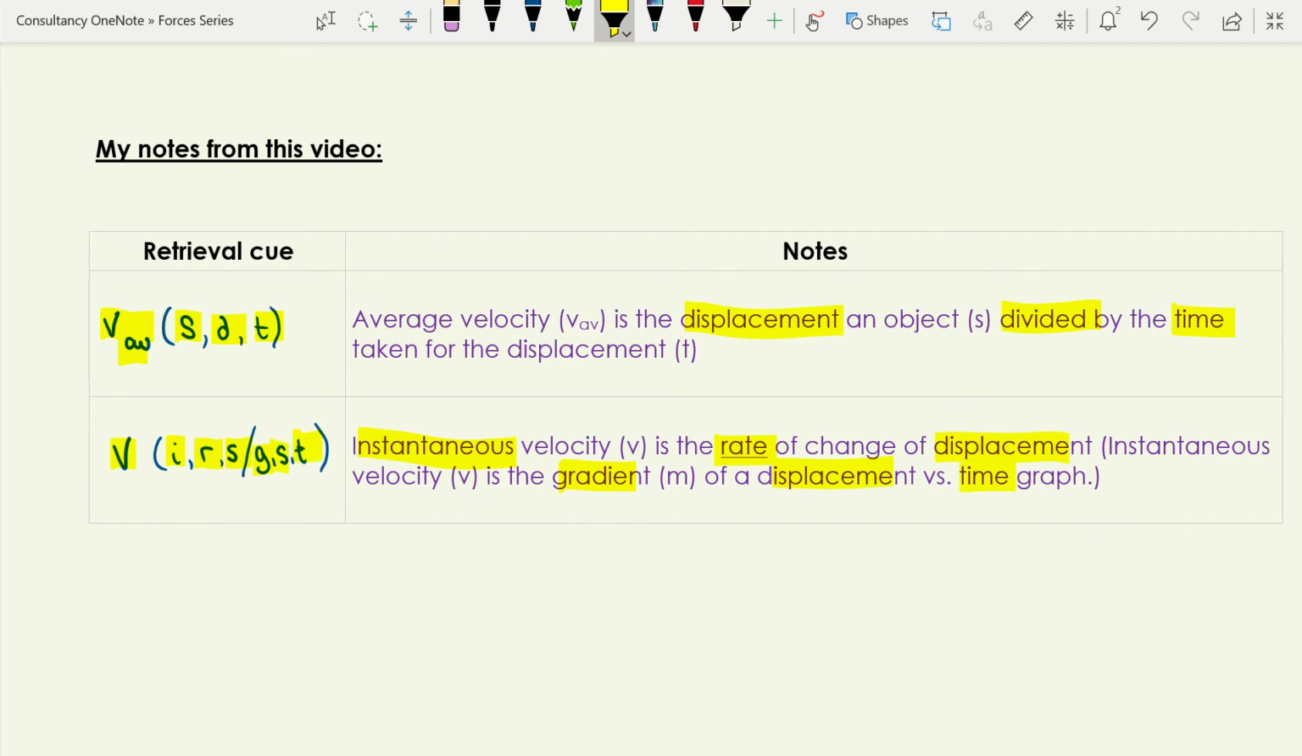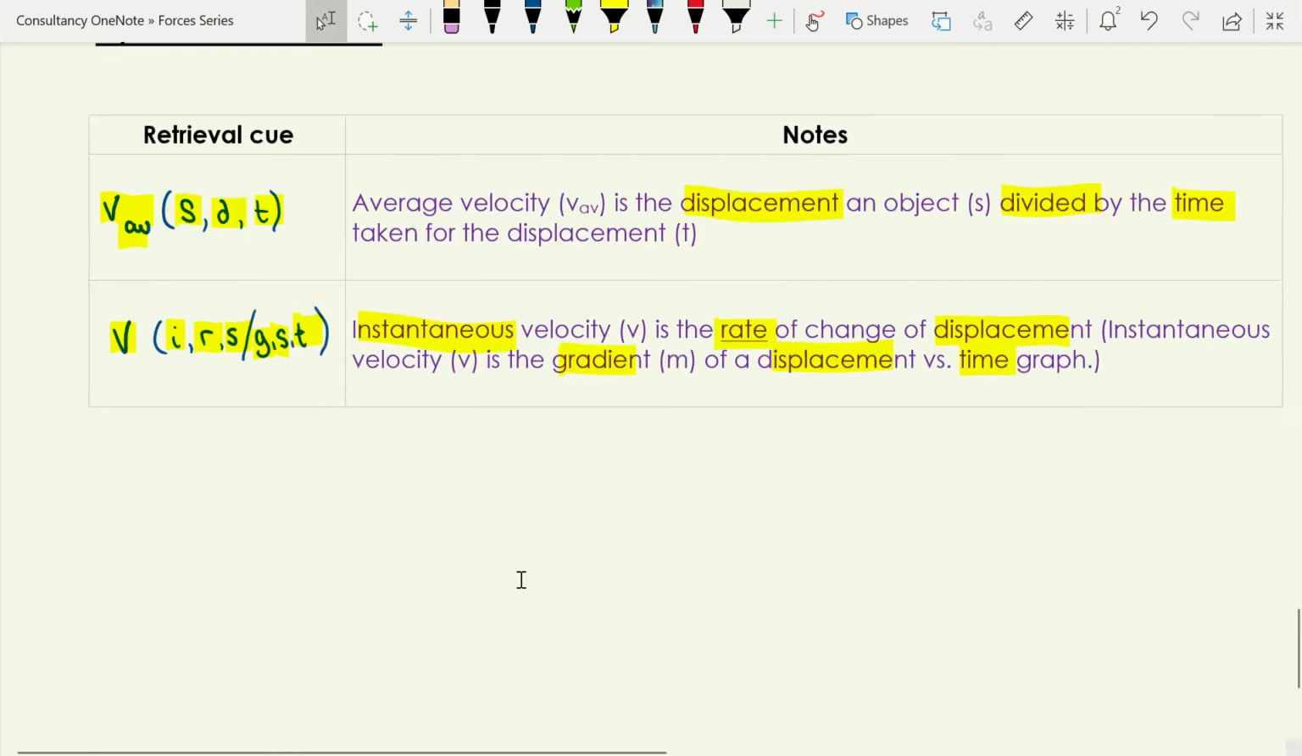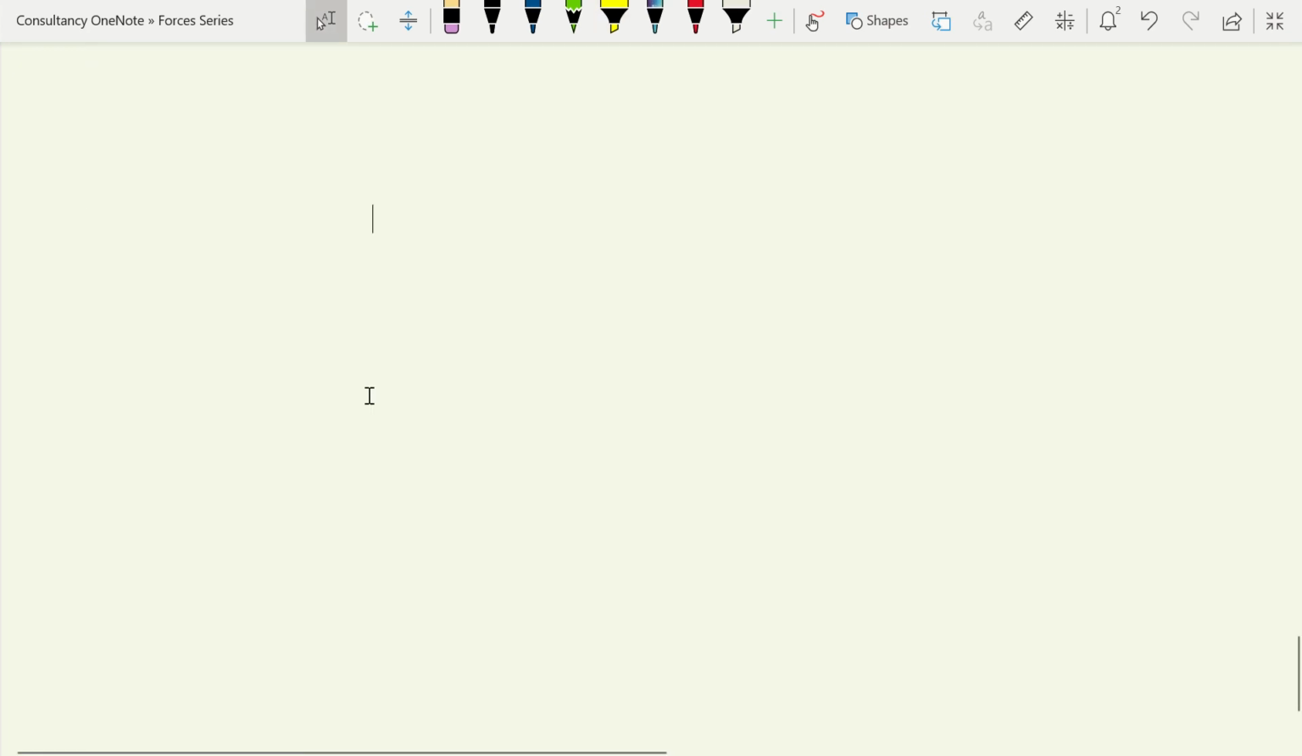So we've just got our cues to help us remember those, which I will make use of in subsequent videos. So that brings us to an end of looking at average velocity and instantaneous velocity. And in the next video, what I'm going to look into is how is speed different to velocity, and how does that change how those 2 things behave once we start doing calculations with them. So that's what we'll address in the next video.